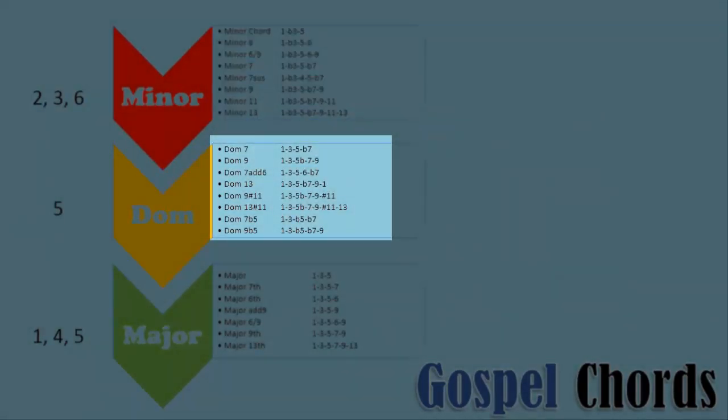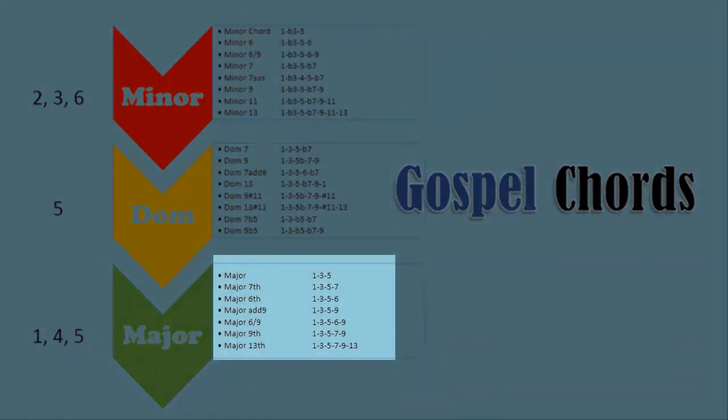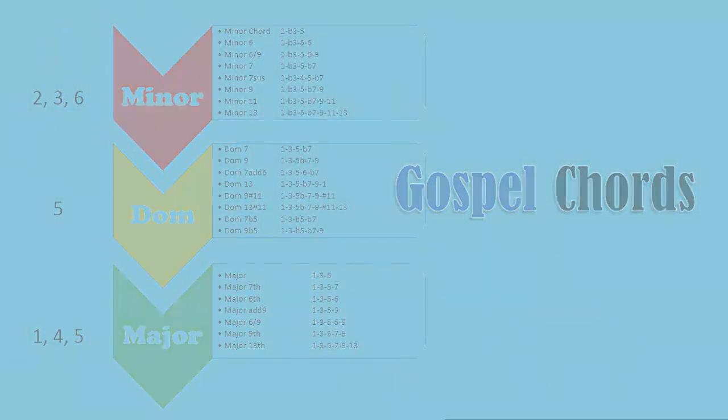You can have some basic dominant chords, 9 sharp 11, 13 sharp 11, 9 flat 5, so forth. But the real beauty of the dominant is when you start adding altered chords in the dominant family, then you can really get some interesting sounds in your progression. Of course, you have your major chords too. You have your basic major 7th, you can have a major 9th, 6-9, and so forth.